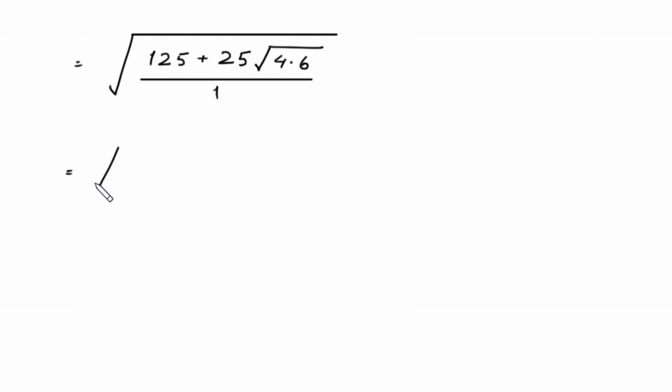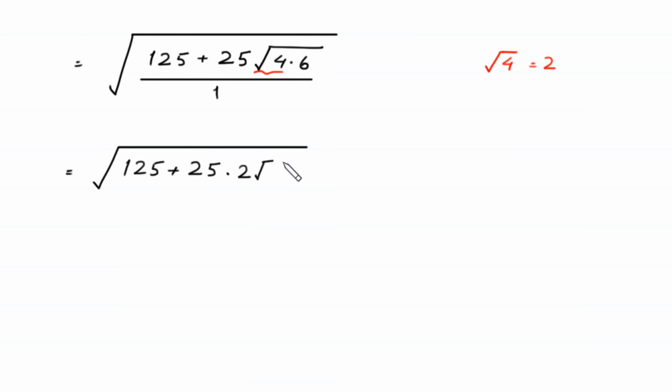Next, square root of 125 plus 25 times this square root of 4, and this square root of 4 is equal to 2. So we replace this square root of 4 with 2: 25 times 2 times square root of 6.